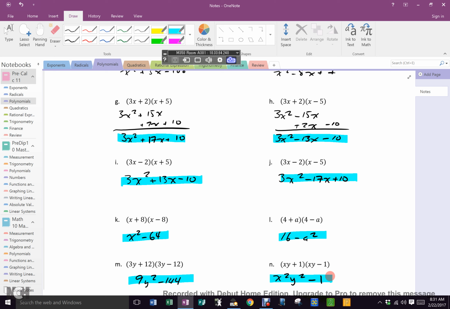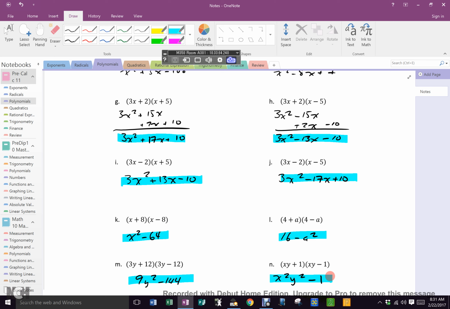Is there even a shortcut for those? I'm looking at G and H, and I can't really see a pattern. There is one, but I have never bothered to learn it, because I just do 3 times 5 is 15, 2 times 1 is 2, 15 and 2 is 17. By the time I remember how to do the shortcut, I could have done it regularly.